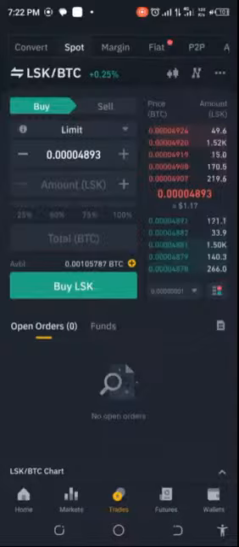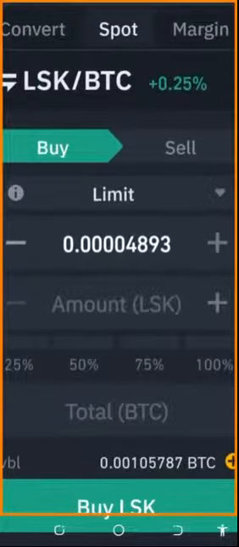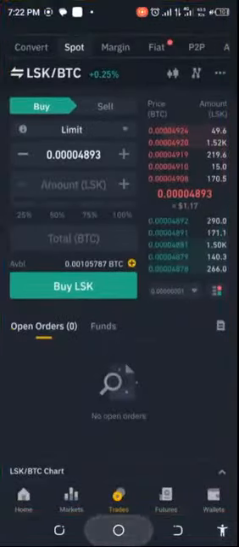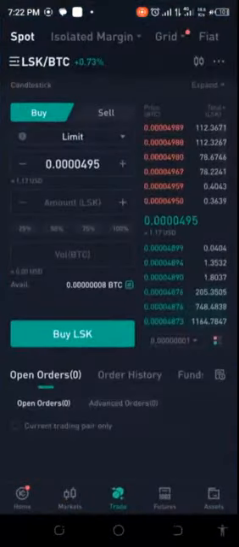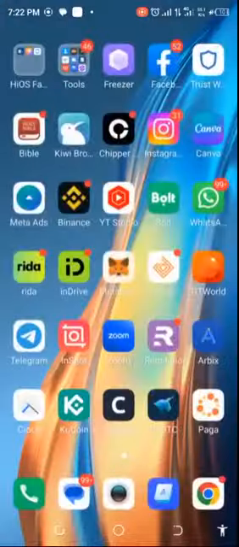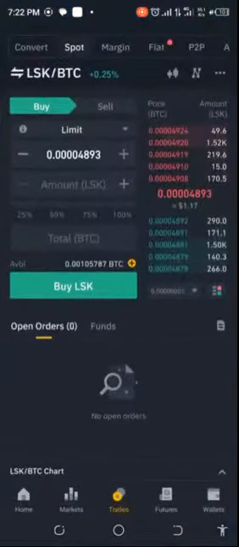All right, so we can see here currently the price of LSK BTC is 0.0004893, and on KuCoin it is, let's go check, 495. So we have a difference there. So what we're going to do is go back to Binance and try to buy this.